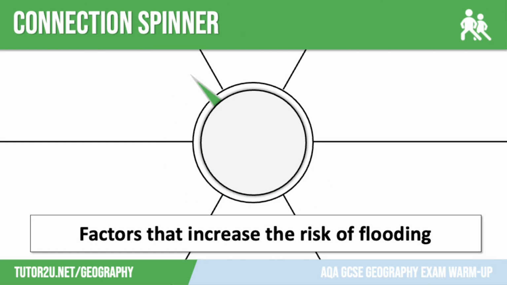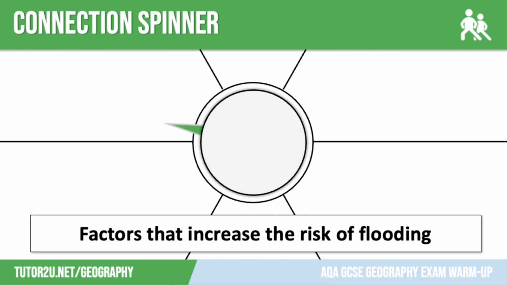Right, we're going to have a go at connection spinner. So it's really important to know about your fluvial processes and the landforms within the topic, but we also need to think about flooding and in particular the causes and impact, and you will have studied a case study on this. So in this activity, the connection spinner, we're going to test how well you can apply your knowledge.